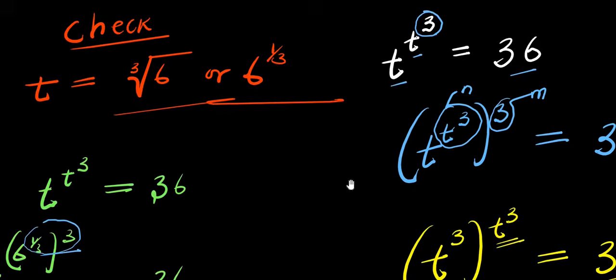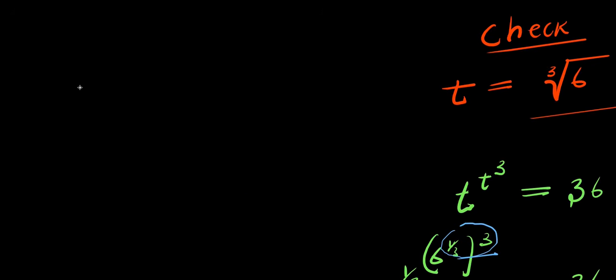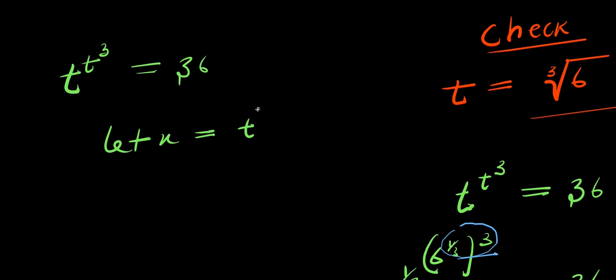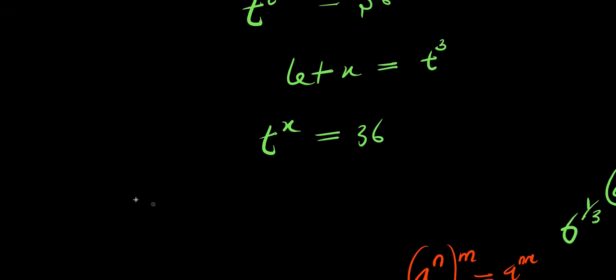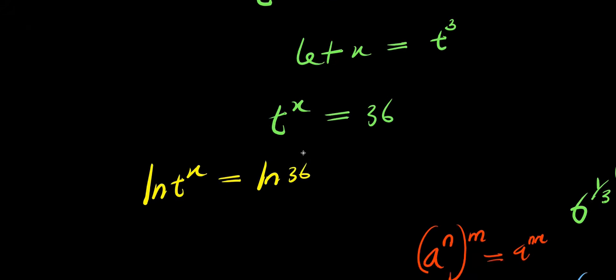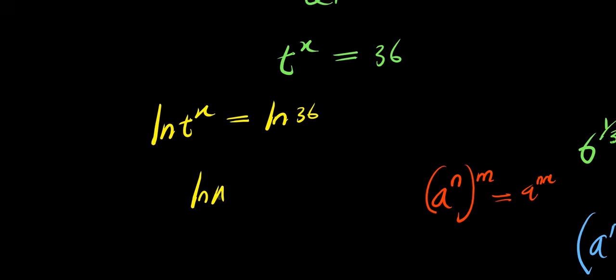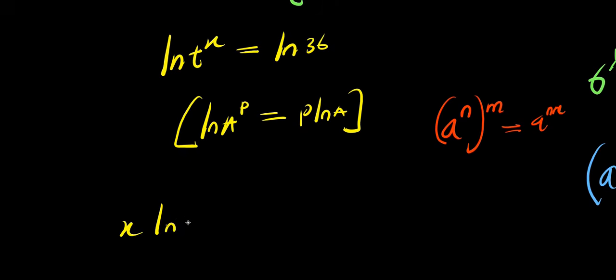You can also solve this using a different approach, natural log. This is t power 3 equals 36. I can say let x equals t power 3, meaning I'm going to have t power x equals 36. I can then apply natural log. Natural log of t power x equals natural log of 36. Remember, if you have natural log of a power b, this equals b times natural log of a. So the x comes behind the natural log. I have x times natural log of t equals natural log of 36.